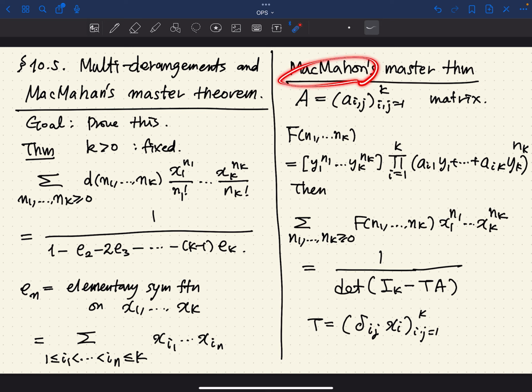MacMahon actually wrote a book, the title is, I think, Combinatorial Theory. It was published more than 100 years ago. Can you imagine reading a book written more than 100 years ago? But this book is still used. You can still read it, and there are interesting things in it. It can be considered one of the first fundamental books on combinatorics. Anyway, this is something that we're going to use, and I'm not going to prove it, but I will use it to prove the theorem here.